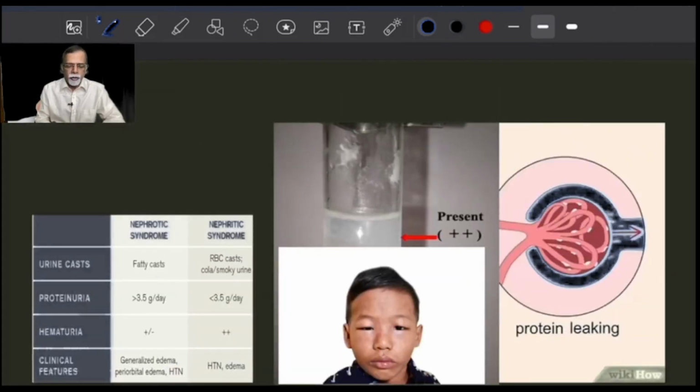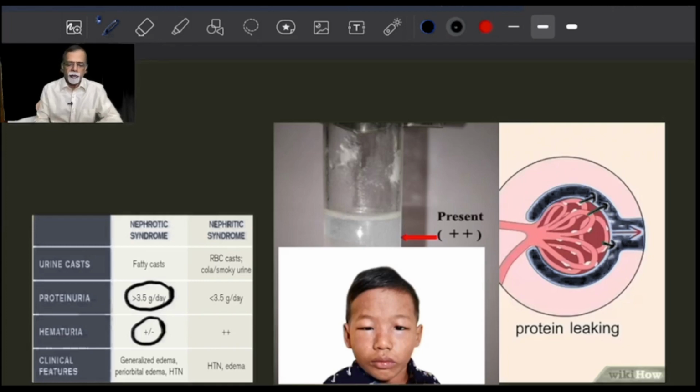Now we all know that the ultrafiltrate doesn't contain protein or cells, and we will be seeing a clinical case where the urine shows proteins 3.5 grams and it has RBCs. This means that from the glomerulus, protein and RBCs are leaking into the Bowman space.